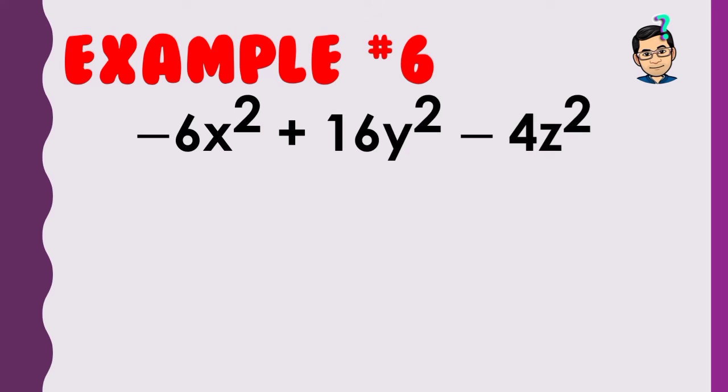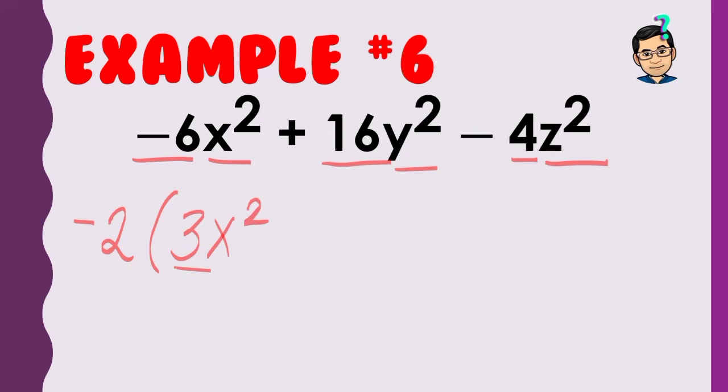Okay, what is the GCF of negative 6, 16, and negative 4? That is negative 2. Okay. What about x squared, y squared, and z squared? So, walang common factor yan kasi magkakaiba ng variable. So, our common monomial factor is only negative 2. Next, to get the remaining factors, we have to divide the whole expression by the common monomial factor. Negative 6x squared divided by negative 2, that will become 3x squared. So, kung mapapansin nyo, naging positive na siya. It's because negative divided by negative, that is positive.